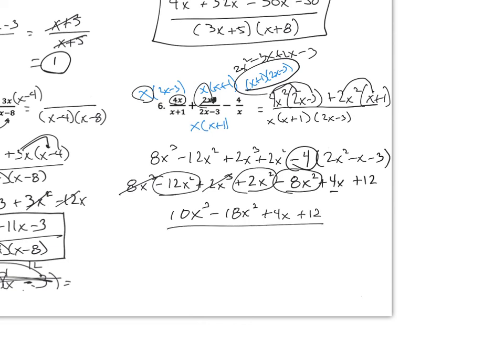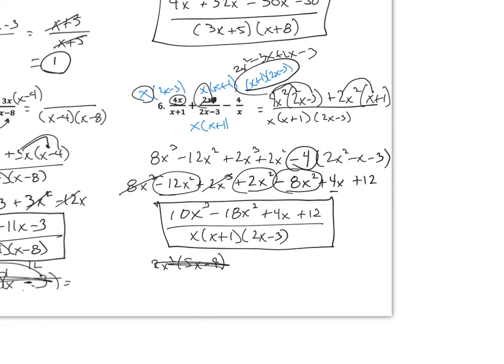The denominator, all of this, x times x plus 1 times 2x minus 3. Now this numerator, these first two have a 2x squared in common, leaves you with 5x minus 9. There's no way we're going to get 5x minus 9 in that second group, so it doesn't factor.